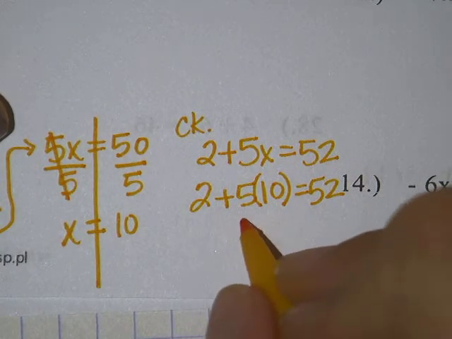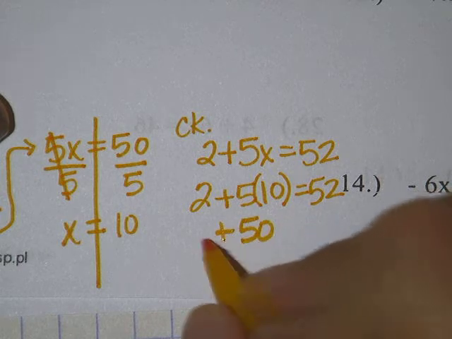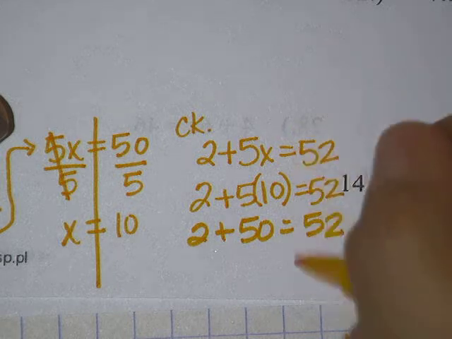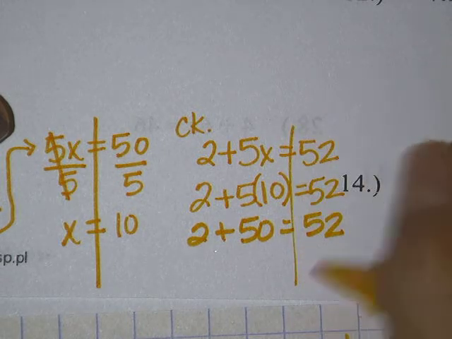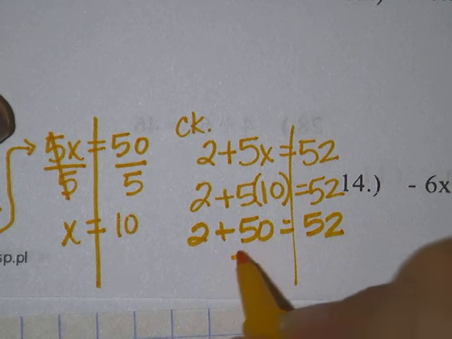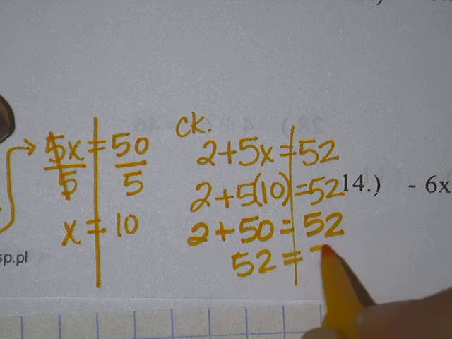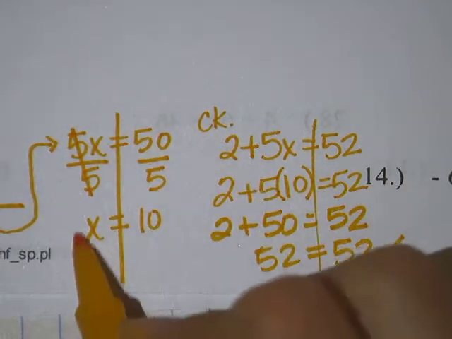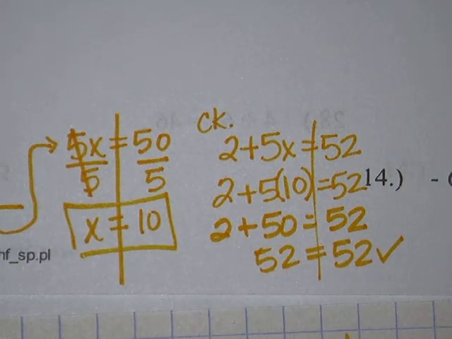Here I have 5 times 10, which is 50, and then I just rewrite everything I haven't already used. And again, I have my equal signs nicely lined up. 2 plus 50 is 52, and 52 equals 52. That means that my answer of x equals 10 is actually correct.